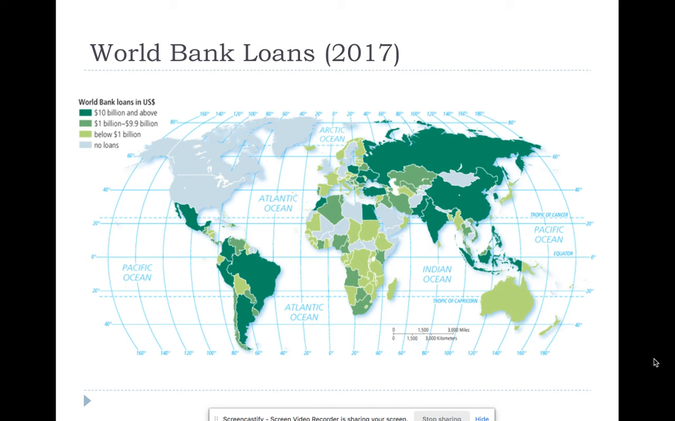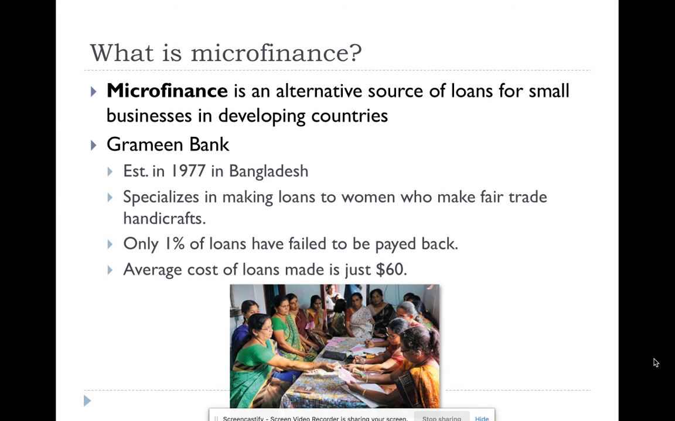There's your World Bank loans from in the year 2017, so you can see where a lot of those were going. All right. And then we talk about microfinance, and we'll talk a little bit more about microfinance as we get going. But microfinance is basically an alternative way for people to get like small business loans in these developing countries. And one of them that's really famous is the Grameen Bank. The Grameen Bank was established in 1977 in Bangladesh, and it specialized in making loans to women in order to help them develop a little business and sell like their handicrafts or their crafts that they make, and to get money. And so only about 1% of the loans have ever been failed to be paid back.